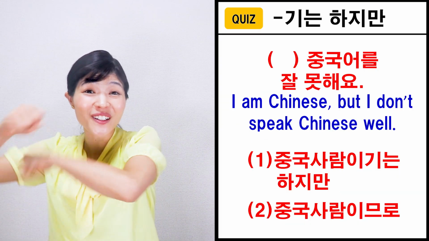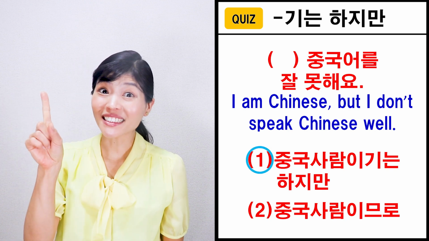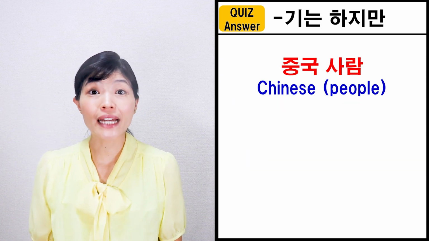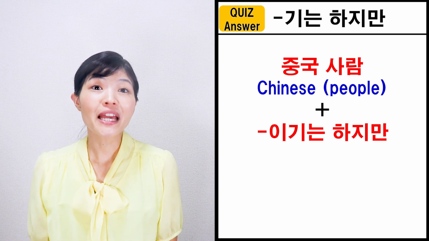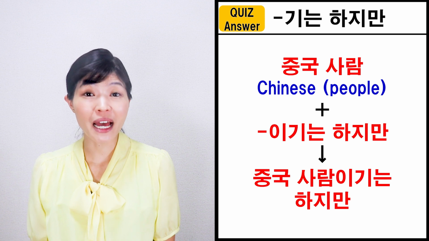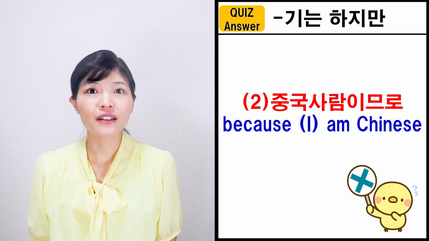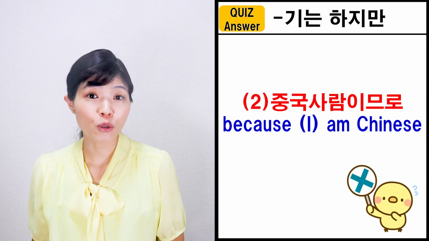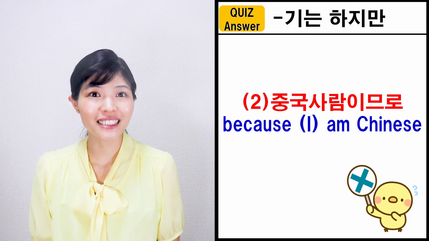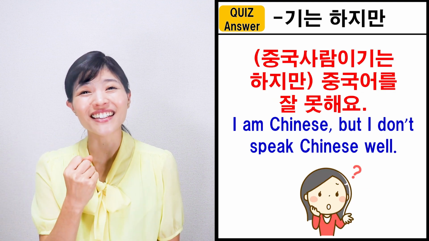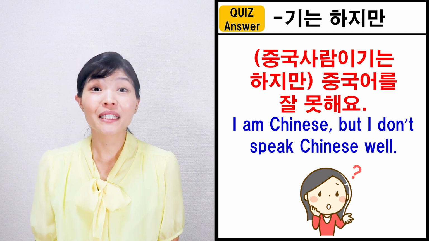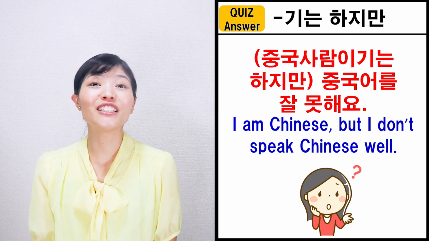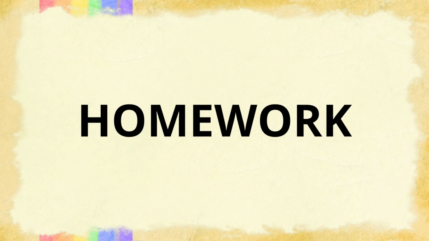The correct answer is number 1. 중국 사람 means Chinese people. You add 이기는 하지만 to make 중국 사람이기는 하지만. Number 2 is wrong because 중국 사람이므로 means because I am Chinese. Then let's read it together. 중국 사람이기는 하지만 중국어를 잘 못해요. Please read it again and again until you can say it naturally.